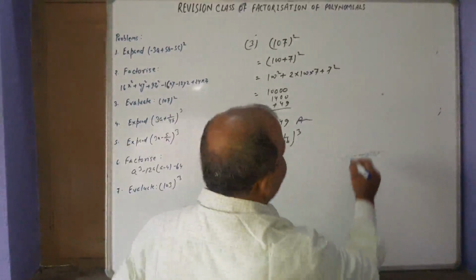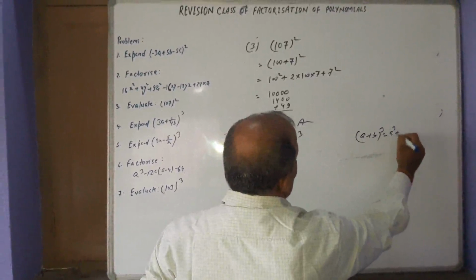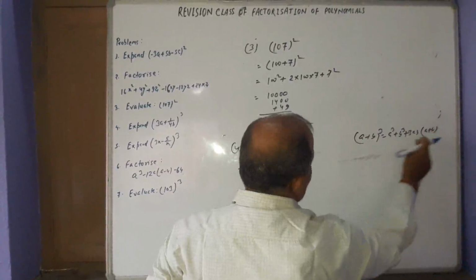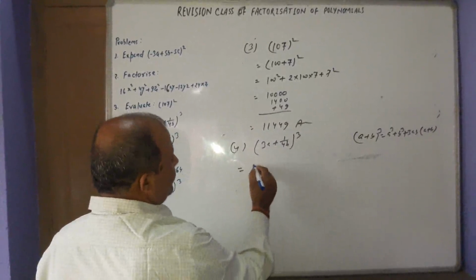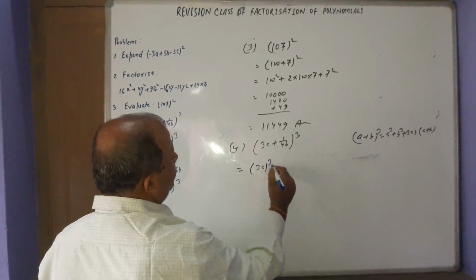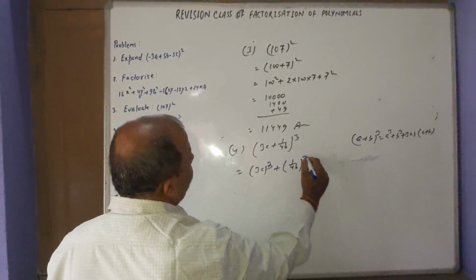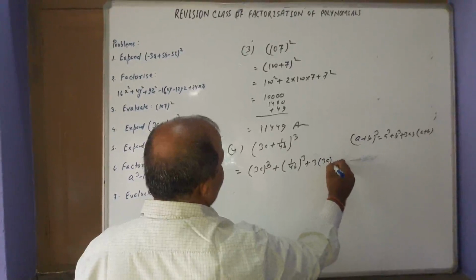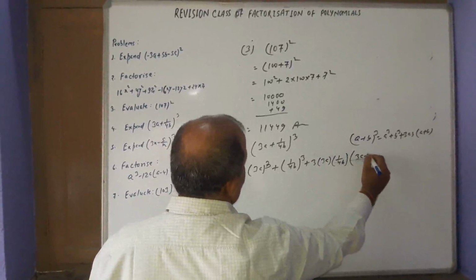You already know the cube of a plus b: a cube plus b cube plus 3ab into a plus b. In the same way, we have to expand it. a cube means (3a) cube. b cube means (1 by 4b) cube, plus 3ab means 3 into 3a into 1 by 4b into (3a plus 1 by 4b).